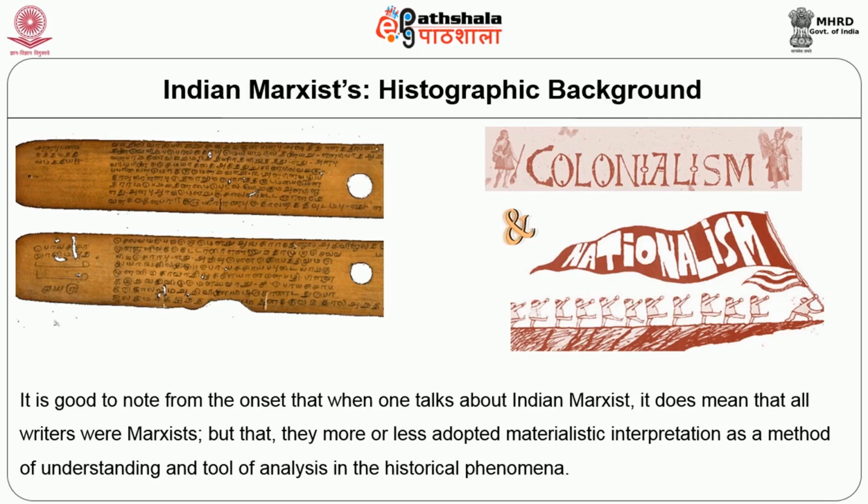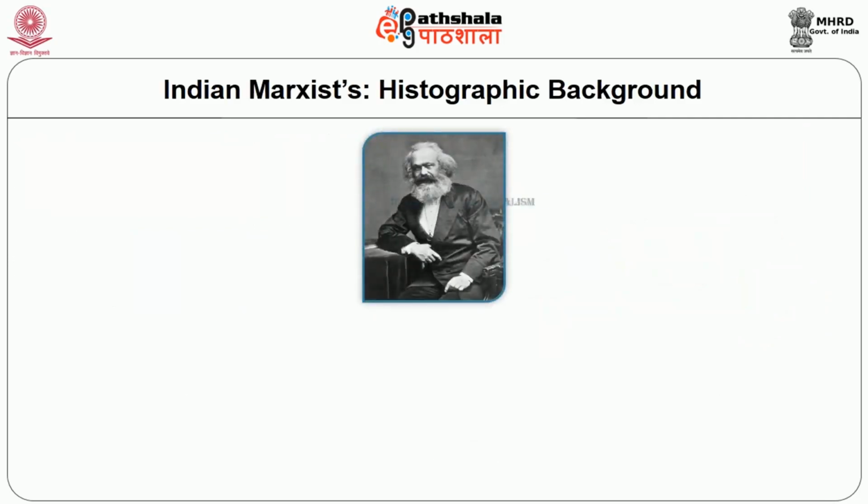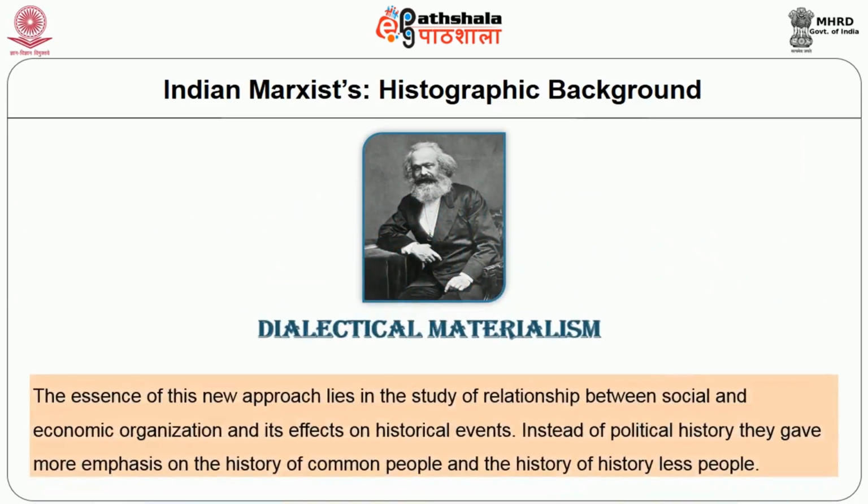Their interpretations were derived from the historical philosophy of Karl Marx, dialectical materialism. The essence of this new approach lies in the study of the relationship between social and economic organization and its effects on historical events. Instead of political history, they gave more emphasis to the history of common people and the history of the lesser people, which today we call the subaltern theory.